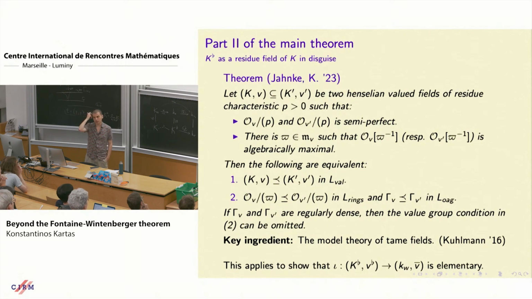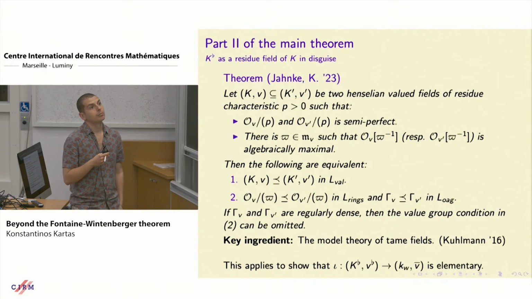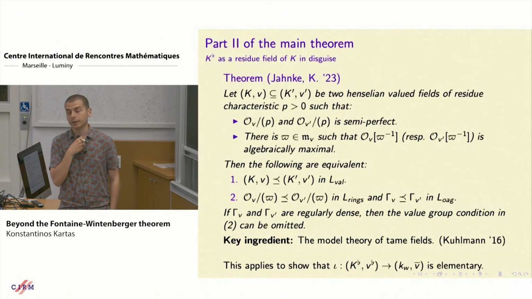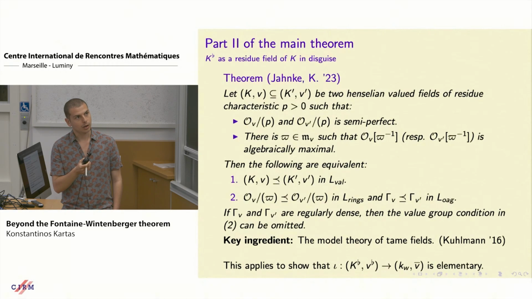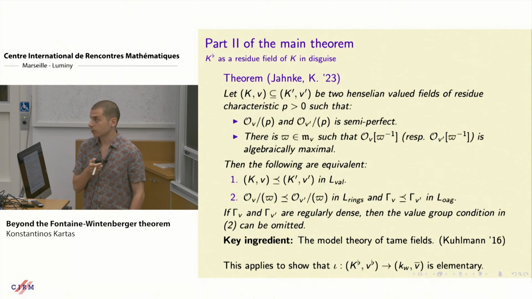So we had this embedding which induced an elementary embedding of truncated valuation rings, and the value groups are regularly dense. So this applies to show that this is elementary, but it also has some other applications.